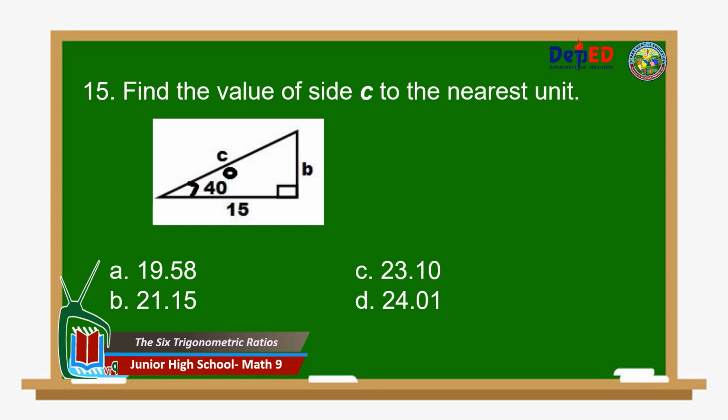And the last number for the pre-assessment, find the value of C to the nearest unit. A. 19.58. B. 21.15. C. 23.10. And D. 24.01.